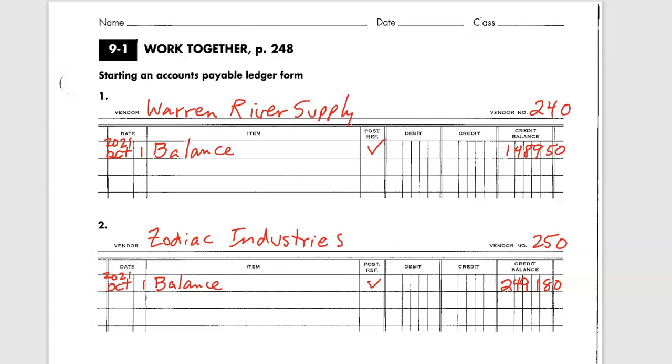So let's talk about 9-2, and that's as far as we're going to go. For 9-2, we're going to be introduced to a new journal. One of the things you're going to realize in this new semester is there's a bunch of different journals that we use, and your job is going to be to read a transaction and know which journal needs to be used based on a transaction.